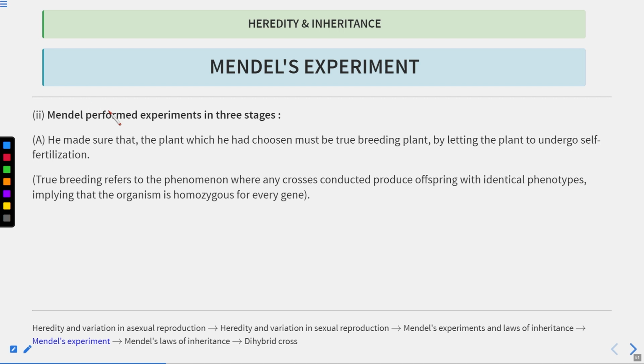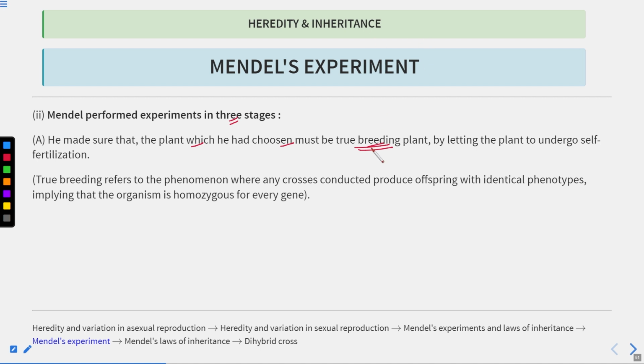Now let's talk about Mendel's experiment. It was done in 3 stages. First, he made sure that the plant he had chosen was true breeding. This was very important. The plant that he chose was true breeding.